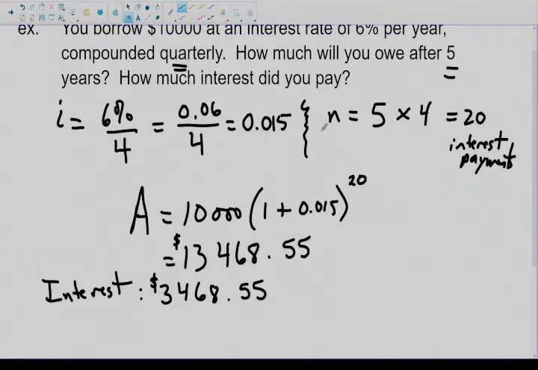Okay, so I'm hoping it's starting to make a little bit more sense as to why we have to divide by the compounding frequency. And if it's not making more sense, I hope at least you're going to remember that it has to be done. And over here for the n value, I hope you're starting to understand why we have to multiply by 4 instead of divide by 4.